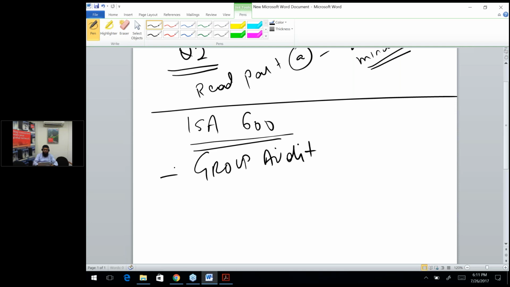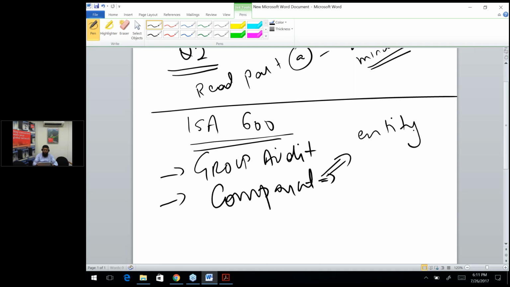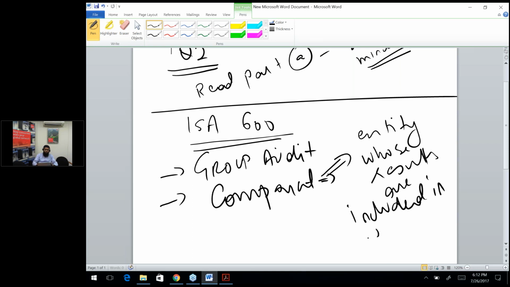And what does ISA 600 state? ISA 600 refers to a concept of component. And what is a component in accordance with ISA 600? A component in accordance with ISA 600 is an entity whose results are included in group financial statements.